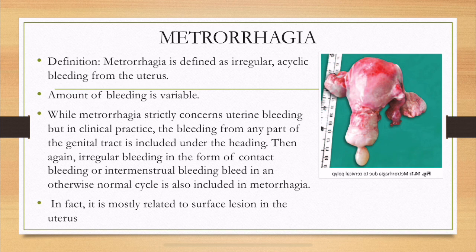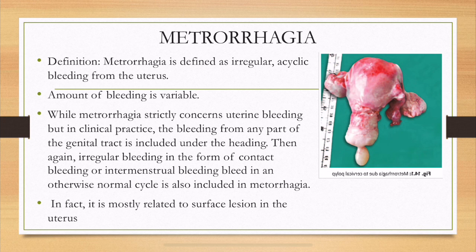Then again, irregular bleeding in the form of contact bleeding or intermenstrual bleeding in an otherwise normal cycle is also included in menorrhagia. See guys, if the cycles are normal, but between one cycle and another there is bleeding, or there is contact bleeding, we are going to see in detail in the next slides the contact bleeding and the causes for everything. If it is in the form of contact bleeding or intermenstrual bleeding, this is also termed as menorrhagia.